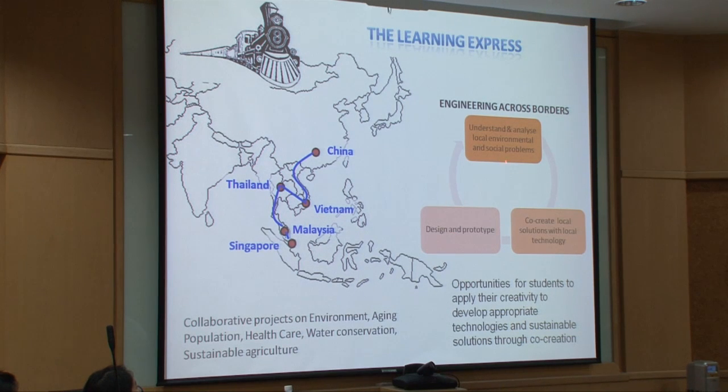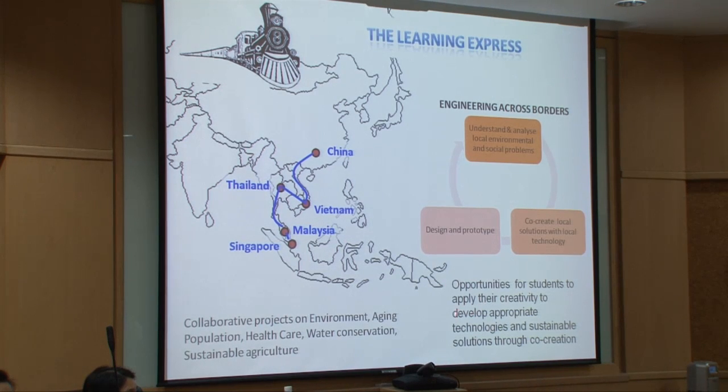Together, we could look at local environmental and social problems, and co-create solutions with the local community, with local technology, design and prototype. This is something that, as a community in Asia, we felt we can work on together, especially tapping into the CDIO network. We felt this is an opportunity for students to apply their creativity and develop technologies and sustainable solutions together as an Asian community.